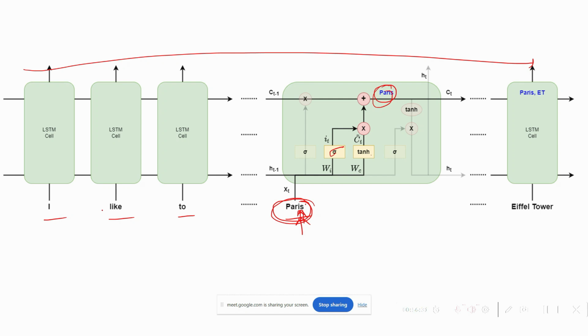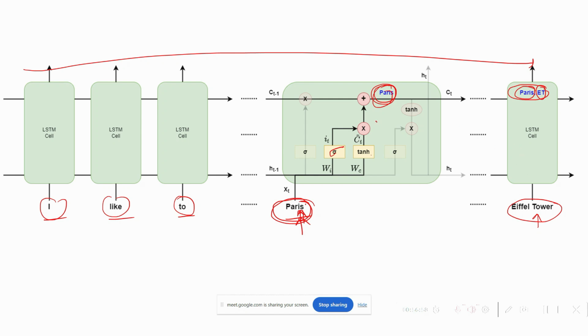In the previous cases, I, like, to are not important words, so these are not added to the long-term memory. Here, Eiffel Tower is also very important. That Eiffel Tower is also added to the long-term memory; we carry Paris from the previous nodes, and also add the ET, nothing but Eiffel Tower.